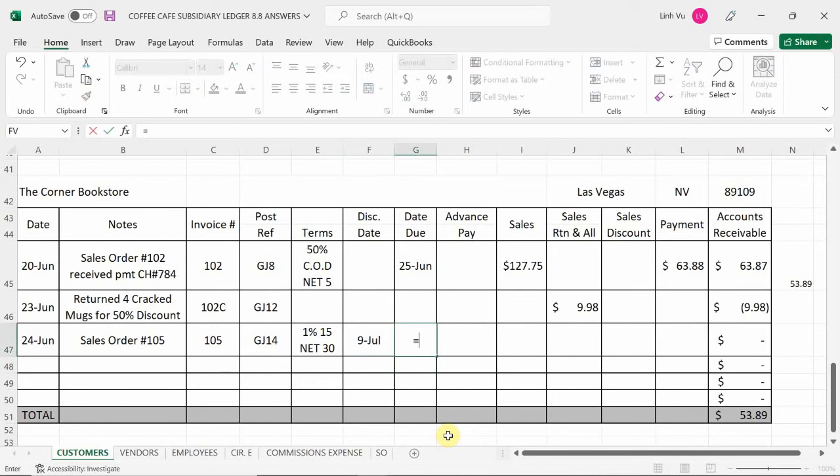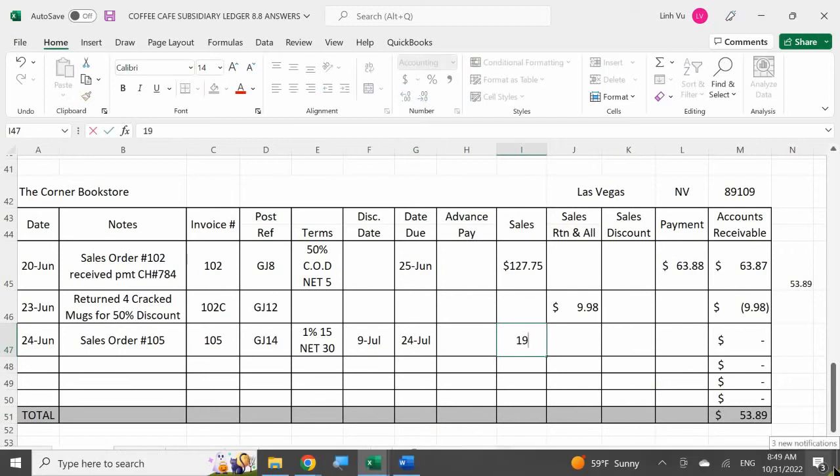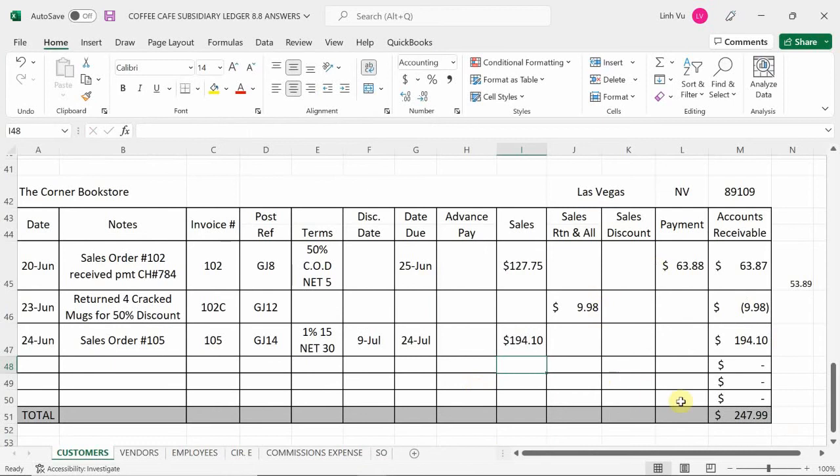Good. And when is the bill due? July 24th, 30 days upon receiving the bill. Okay. Now, how much does the corner bookstore owe me? 194.10. Let me see. Yep, 194.10. Okay, so therefore now he owes $247.99.